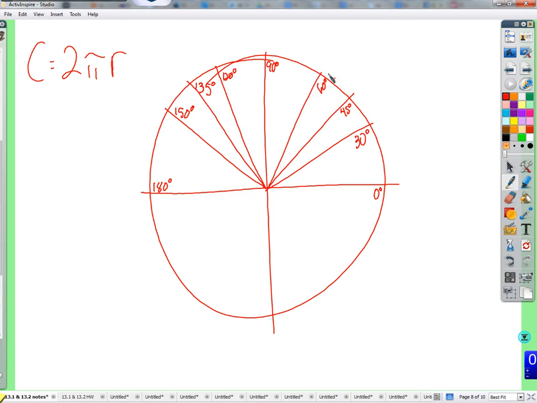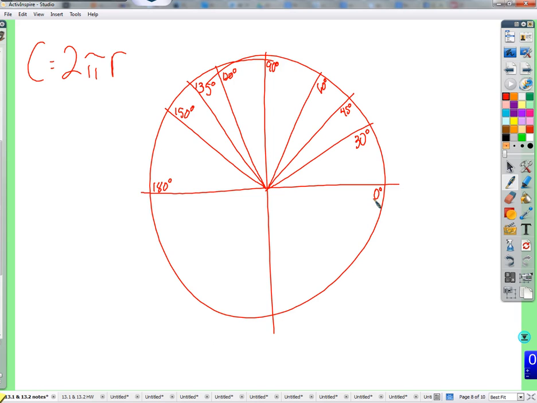So for this full thing, how big is the arc length? The arc length is how long this is. Like, if you were to lay a string down around here and take that string off and measure it, that's the arc length. So it's all the way around. If you measure all the way around, the full arc length, we call that the circumference.